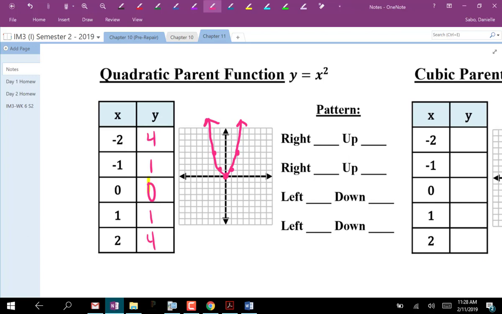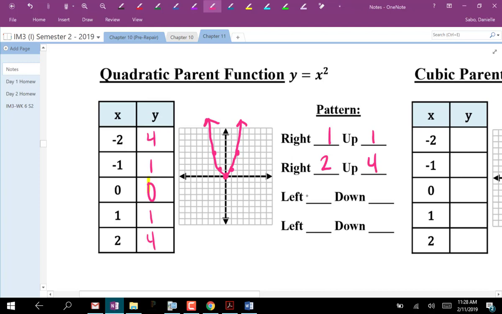Okay, so this is how we learned it in chapter 4. Now I'm going to talk to you about this thing called a pattern. Yes, you can go in your graphing calculator every single time, graph it, get your points. That's fine. But there is a pattern that happens here. We go right 1, up 1, because 1 squared is 1. We go right 2, up 4, and that happens every time.